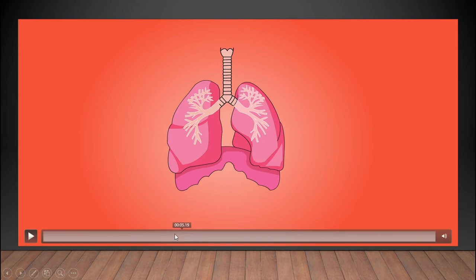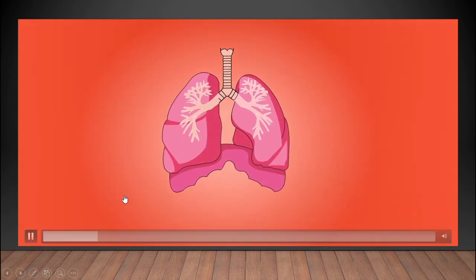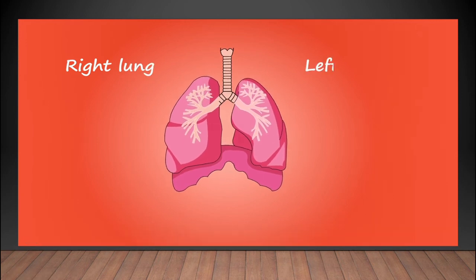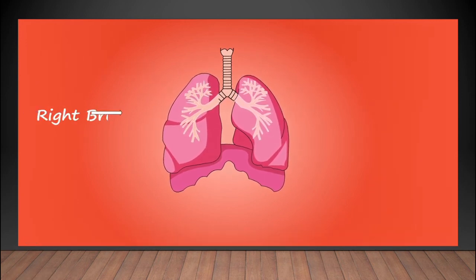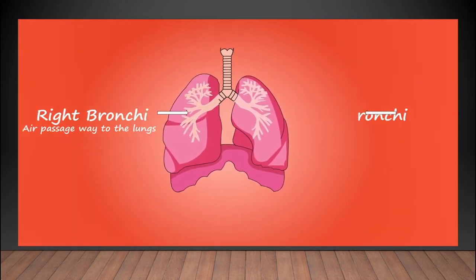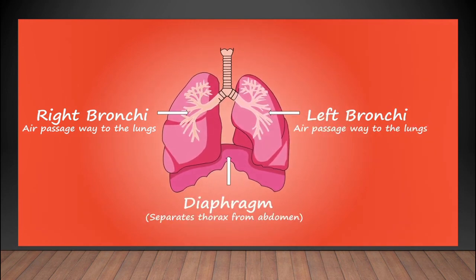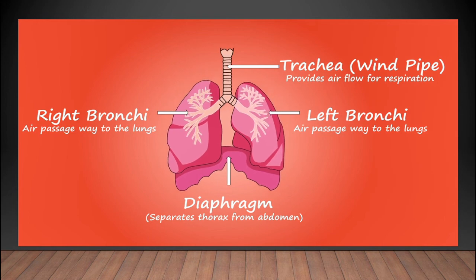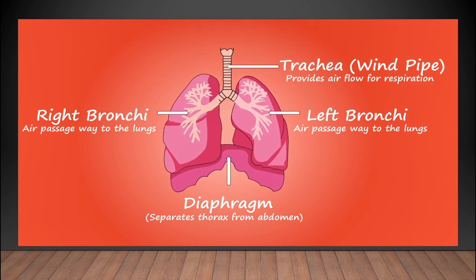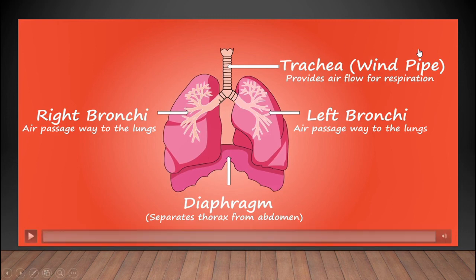I will play the video. You can see the process of breathing here. It is the right lung and it is the left. Right bronchus, the air passageway, enters into the lungs from the hilum, and the left, and that's the diaphragm where the trachea, windpipe, provides the air flow for respiration.